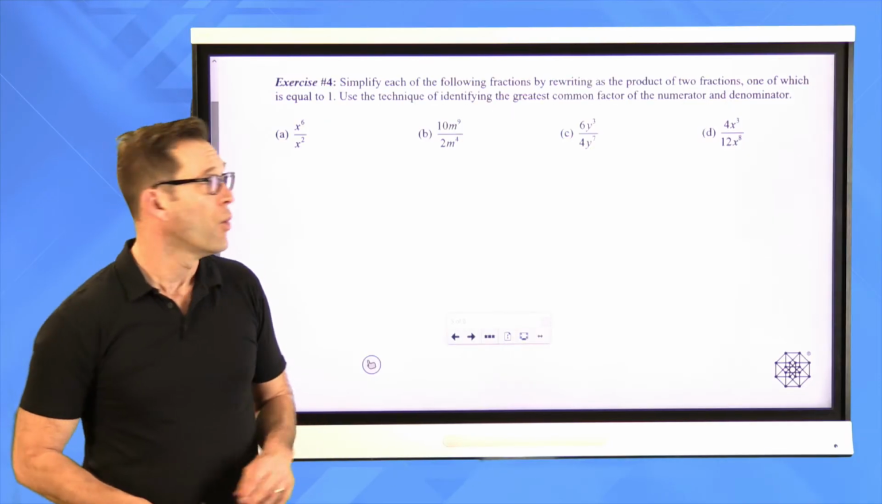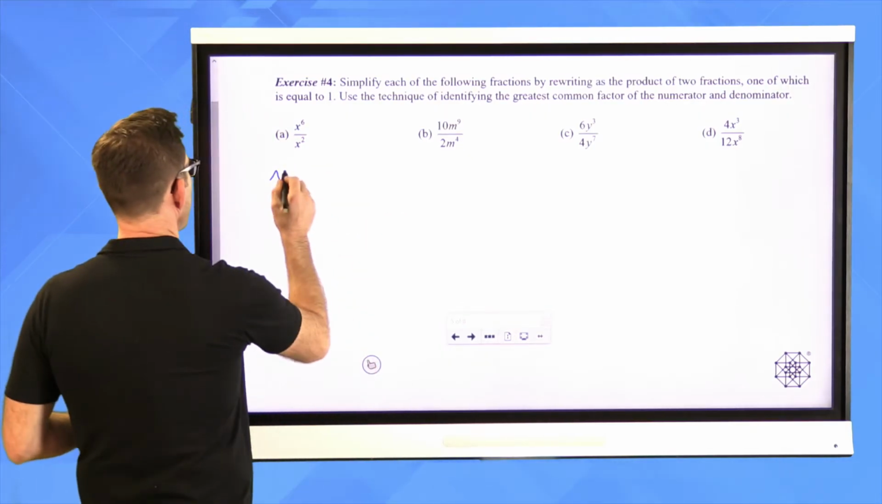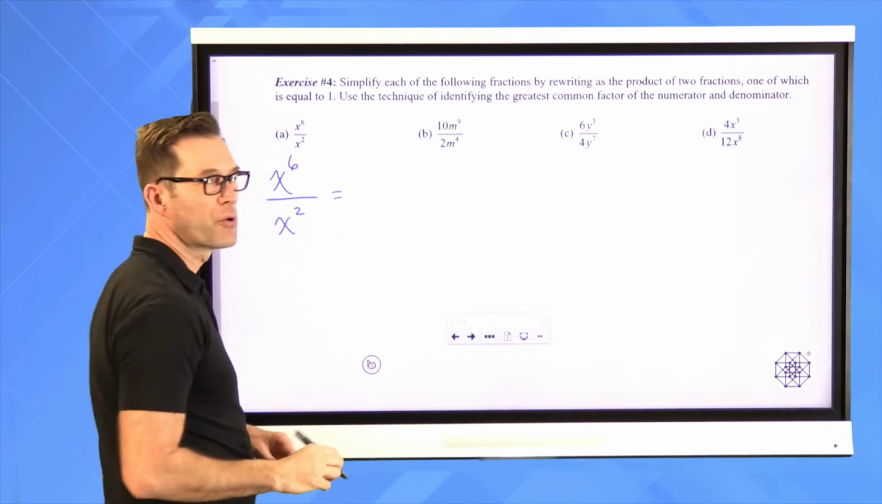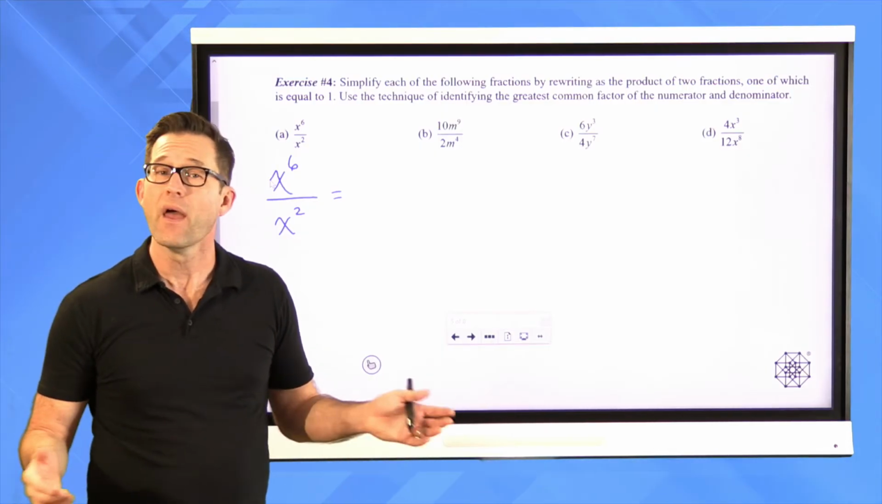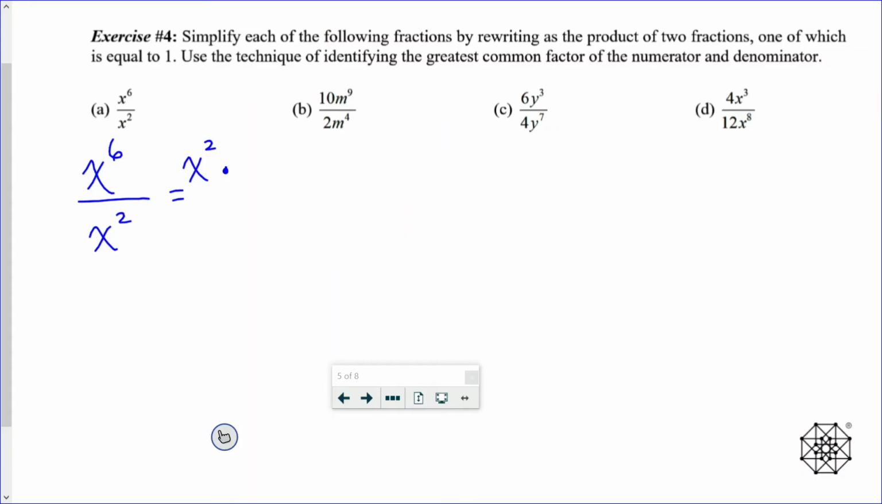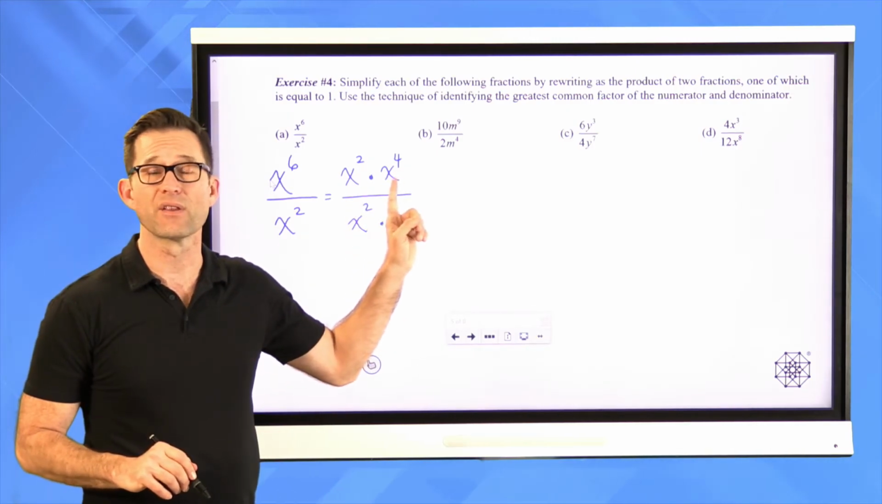All right, well, the first one, x to the second divided by x to the sixth. Let me write that out. Now, you got to watch out on something like this. It'd be super duper easy to be like, oh, well, that's x to the third because 6 divided by 2 is 3. And yet, really, what we have in this situation is x to the second times x to the fourth all over x to the second times 1. If you really feel the need, you can always put a times 1 in there anytime you want. But definitely x to the second times x to the fourth is x to the sixth.